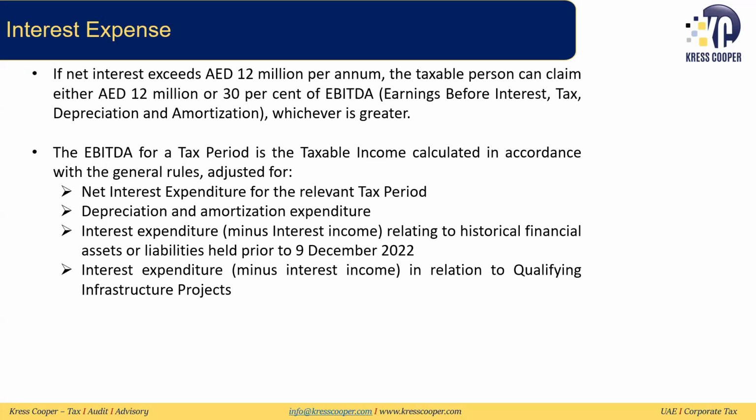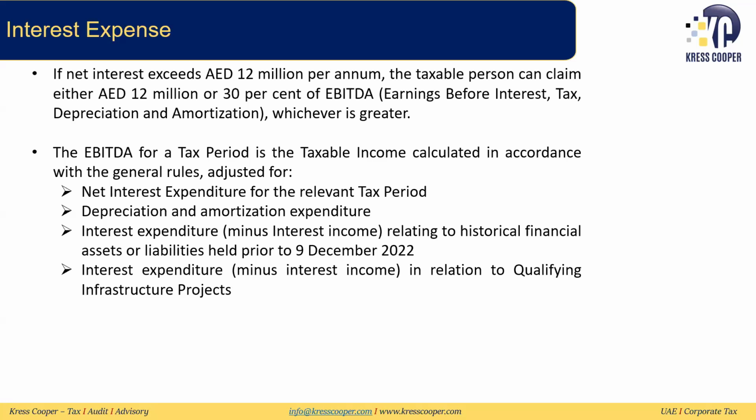Now, let's talk a little bit about interest expense. The general interest deduction rule says that net interest expense is interest expense minus interest income. If it exceeds 12 million in a year, the taxable person can claim either 12 million or 30% of EBITDA. So if it is below the 12 million threshold, the rule doesn't apply and you can claim all of it. If the net interest expense exceeds 12 million, then the taxable person has to calculate whether 12 million is higher or 30% of EBITDA is higher.